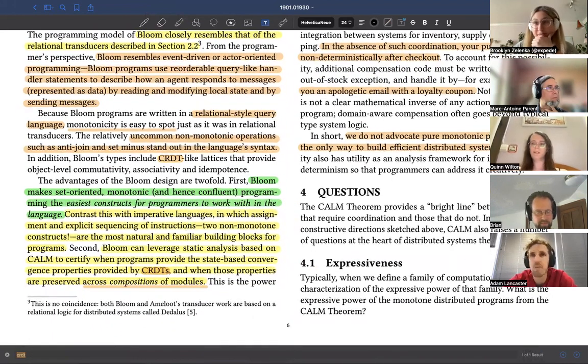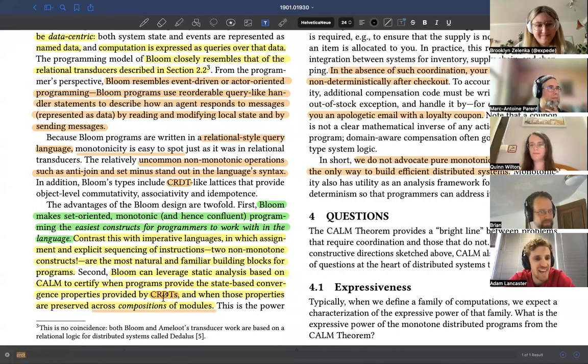Yeah, the Bloom paper, they said it's like an OO lens, which I found really interesting. I was like, how is that even, what? It doesn't compute to me. How is it object oriented? But yeah, it was quite interesting.